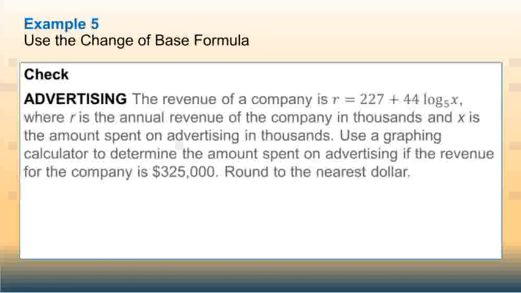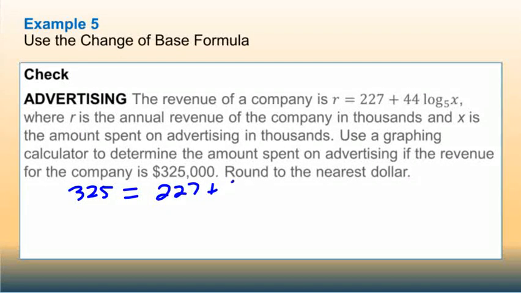And our last question, the revenue of a company is R equaling 227 plus 44 log base 5 of x, where R is the annual revenue of the company in thousands and x is the amount spent on advertising in thousands. Use the graphing calculator to determine the amount spent on advertising if the revenue for the company is 325,000, round to the nearest dollar. So the revenue is 325,000, so I'm going to write 325 here, because remember R is in thousands. So it has to equal 227 plus 44 log base 5 of x.